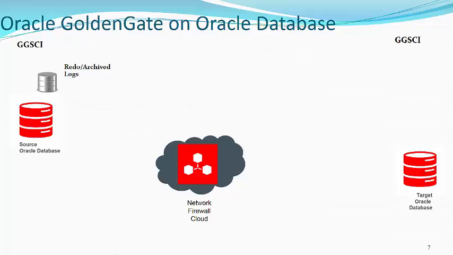So what does GoldenGate do? I split the screen up into two chunks. On the left, you have the source Oracle database. On the right, you have a target Oracle database. You can see that we are capturing from the source and replicating to the target. GoldenGate has something called GGSCI, which stands for GoldenGate Software Command Interface.